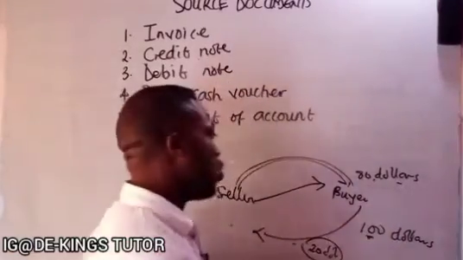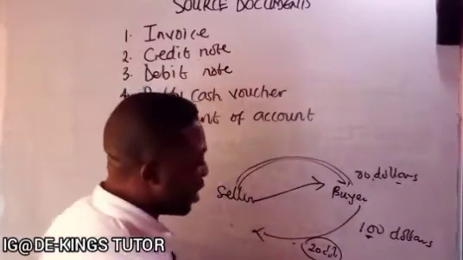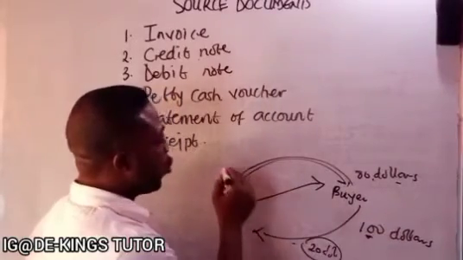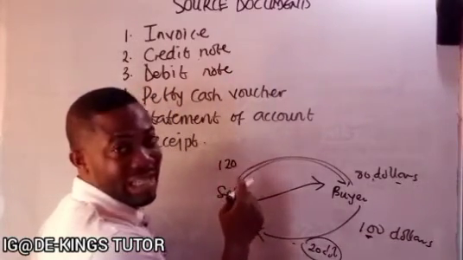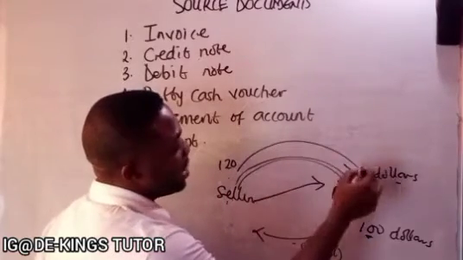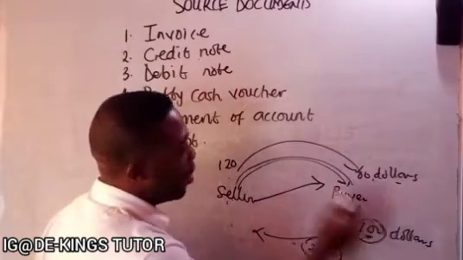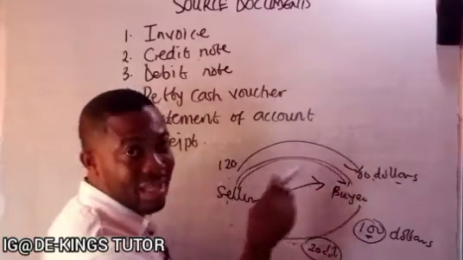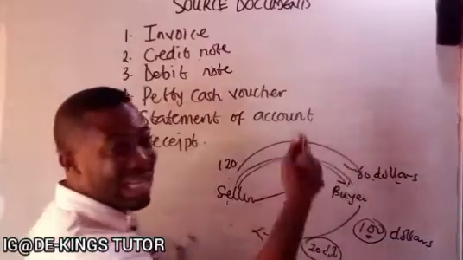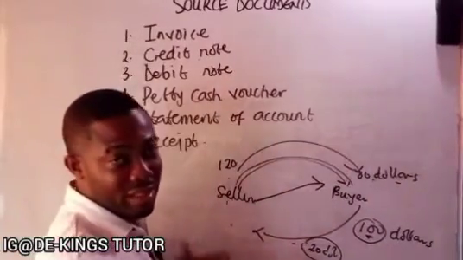In this situation, for instance, if the buyer is owing $100, but what was supposed to be there is $120, and the seller did not see it, he has to send a debit note indicating that it is not $100, it is supposed to be $120. So that's the debit note. The debit note is sent to increase the indebtedness of the debtor.